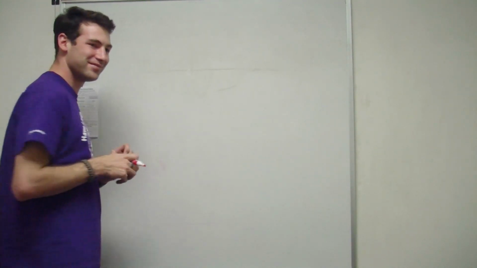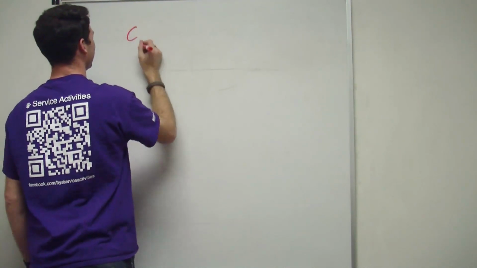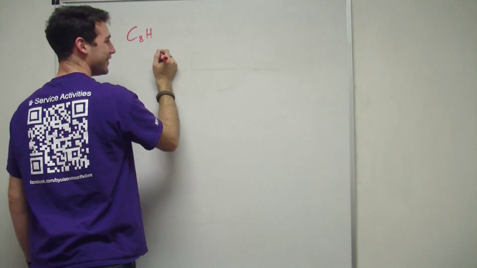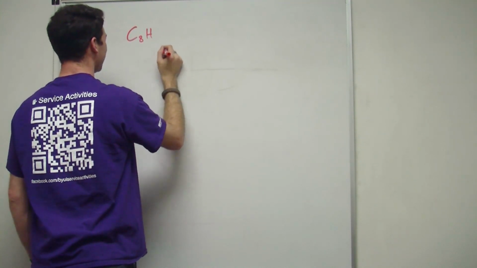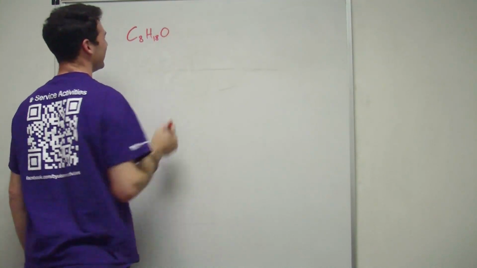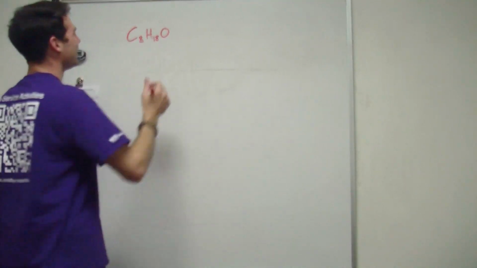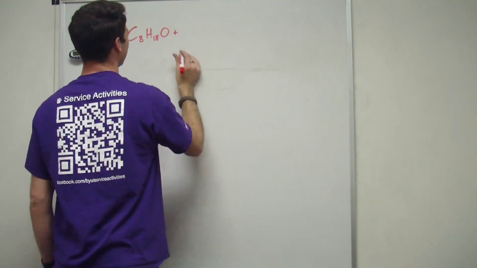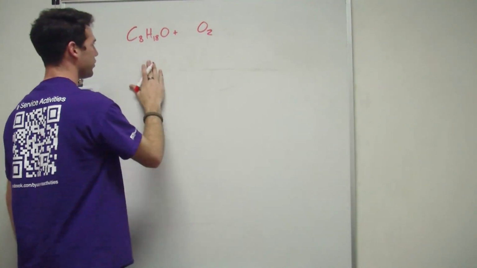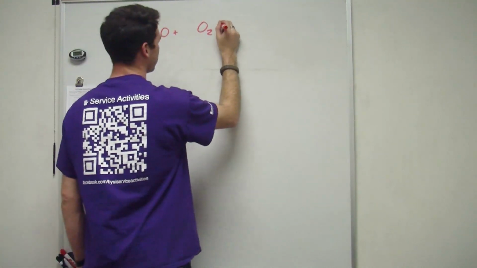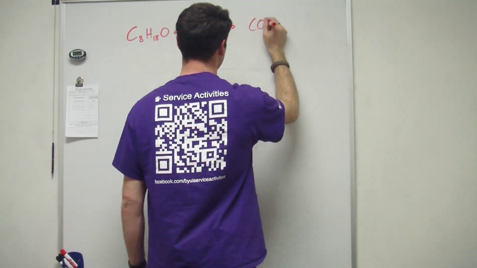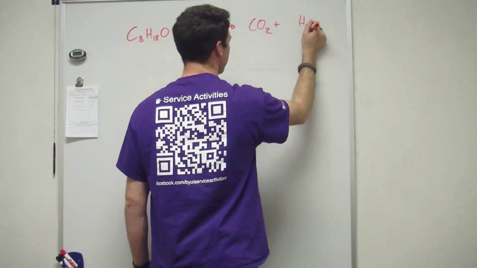for octane? Okay, so we're going to do C8H... you know what? Let's do octanol. Okay, so C8H18O, 1 oxygen. Yep, that's octanol, 8 carbons. So we're going to do that. And it's a combustion reaction, so when we have a combustion reaction, we always combine it with O2, and we're always going to have CO2 plus H2O.